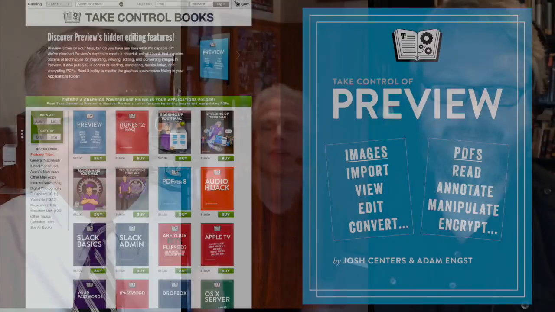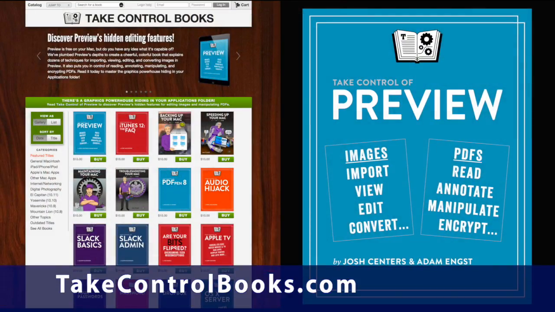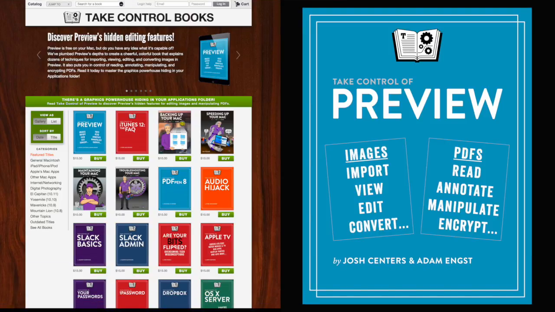All right, so it's takecontrolbooks.com to get Take Control of Preview, which can be viewed in Preview on your Mac, or, of course, on your iPhone and all of that. $15. Mm-hmm. Yep. Got it? Good. Easy. Adam Engst and Josh Centers, the guys that did the book.